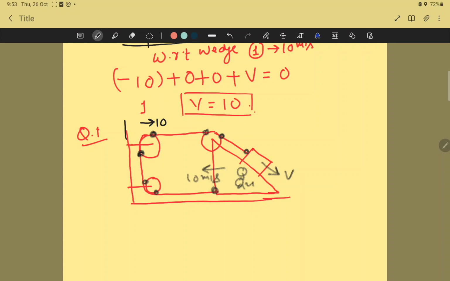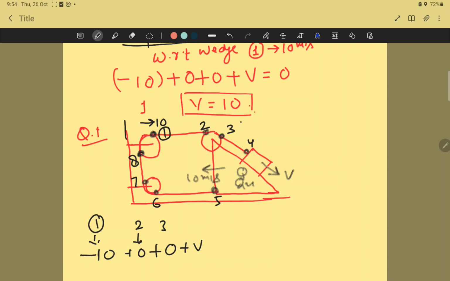So we can say this point is moving with velocity 10 meter per second towards, let's say 1, 2, 3, 4, 5, 6, 7, 8. So point 1 is moving with, since it is decreasing, fine, and this is a part of pulley, so 2 would be 0, 3 would be 0, and V, of course, 0. 4 is V.